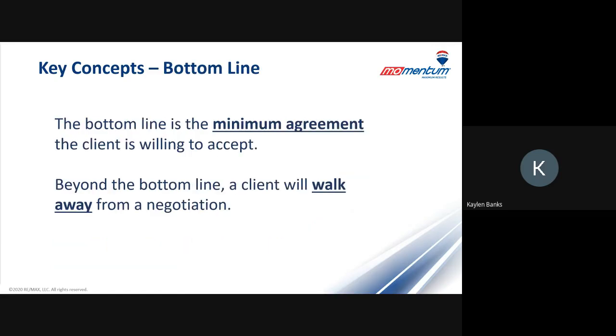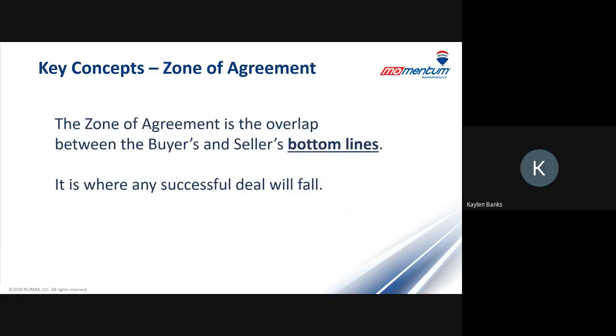Next is your bottom line. The bottom line is the minimum agreement that the client is willing to accept. Beyond the bottom line, a client will walk away from a negotiation. So if the bottom line can't be met, they're going to walk away from it. And then finally, the zone of agreement. The zone of agreement is the overlap between the buyers' and sellers' bottom lines. It's where any successful deal will fall into place.